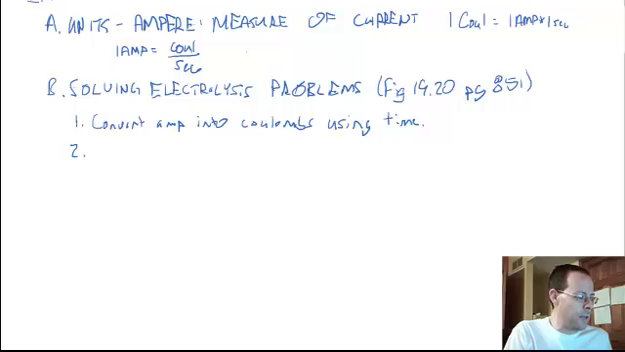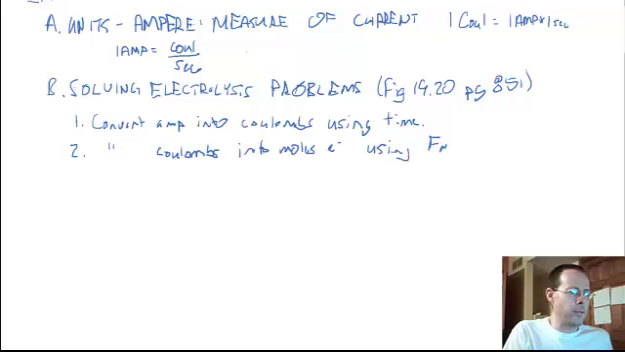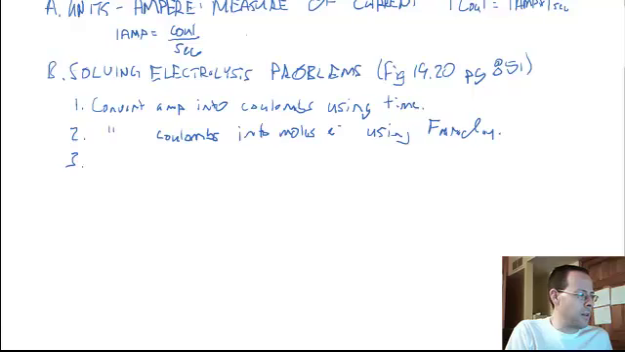Typically the next step is converting coulombs into moles of electrons. And how do we do that? We use Faraday's constant. Alright, the next step is converting moles of electrons.